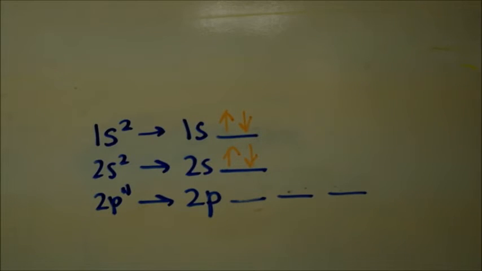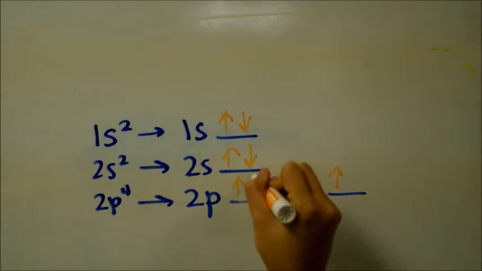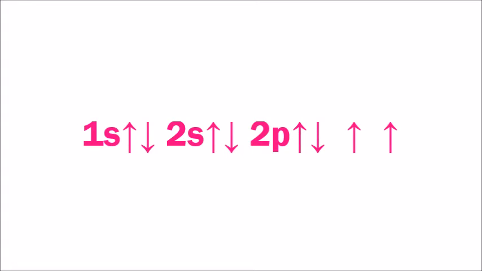There are certain rules we need to follow when doing this, and Hund's rule states that you must fill all the lines with up arrows first before adding any down arrows. Therefore, for 2p4, you would fill in 3 up arrows and 1 down arrow on the first line. And there you have it.